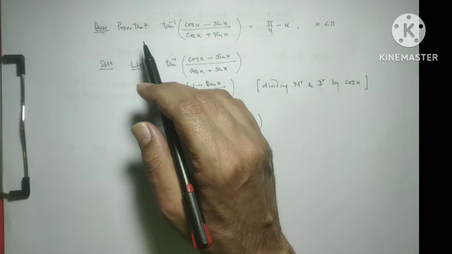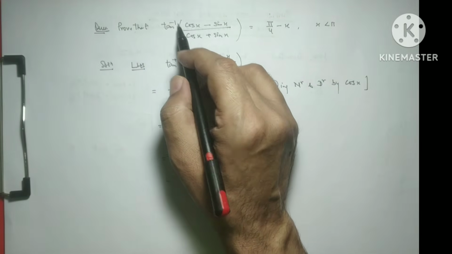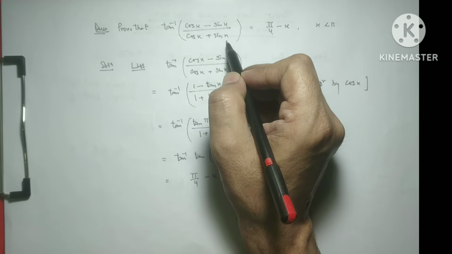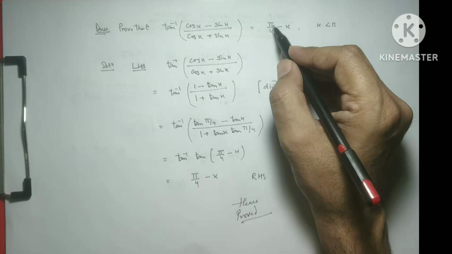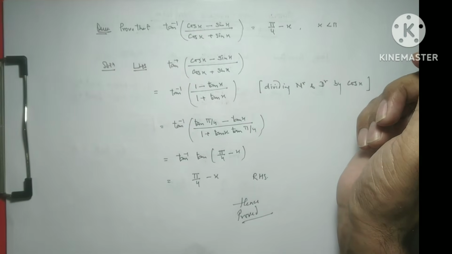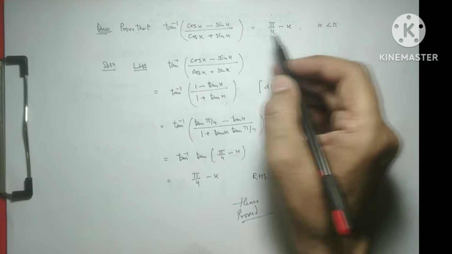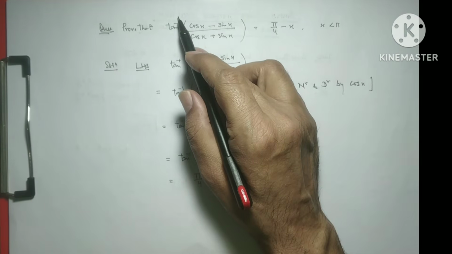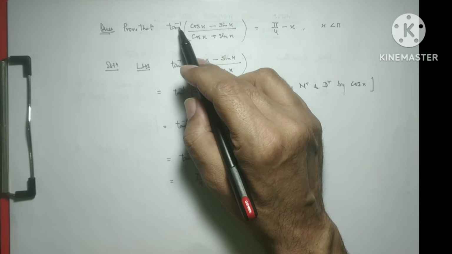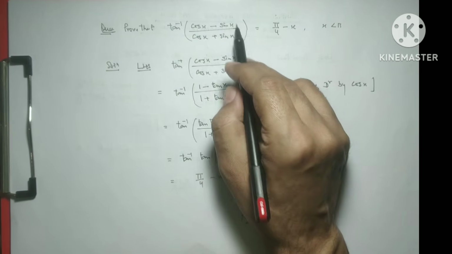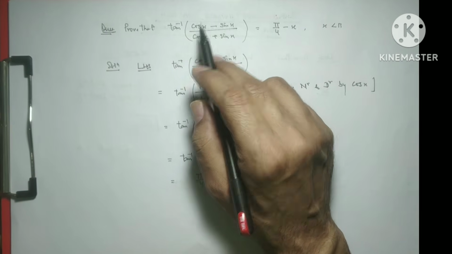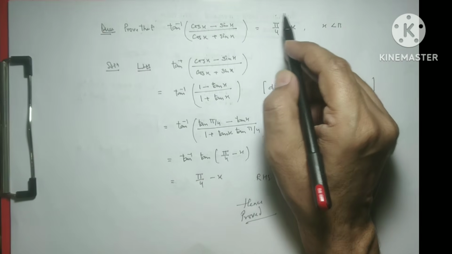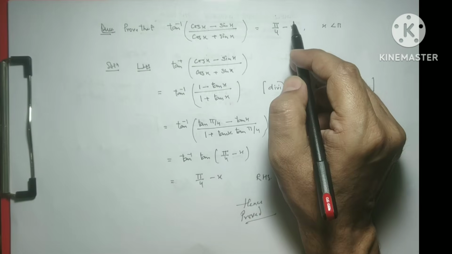Now the next question. Prove that tan inverse of (cos x minus sin x) divided by (cos x plus sin x) equals pi by 4 minus x. Again this is tan inverse and there is no trigonometric function in the answer, so you should neutralize this. For this it should be converted into terms of tan of any angle, so that it cancels out and you get the angle only.